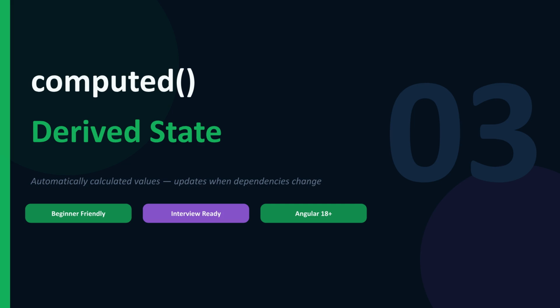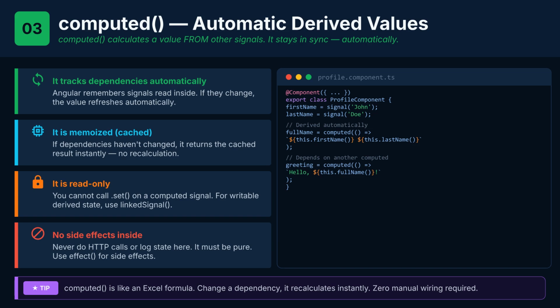This primitive is for values automatically calculated from other signals, updating instantly when its dependencies change. Computed tracks dependencies automatically, ensuring the value refreshes only when needed. It's memoized for instant return of cached results. It is read-only, preventing external manipulation. Most importantly, it must be pure, with no side effects, which should be handled by Effect.